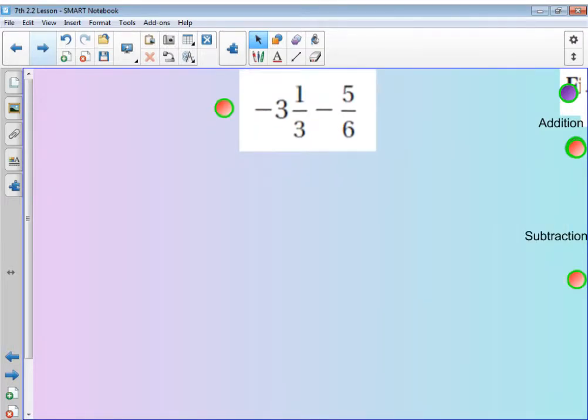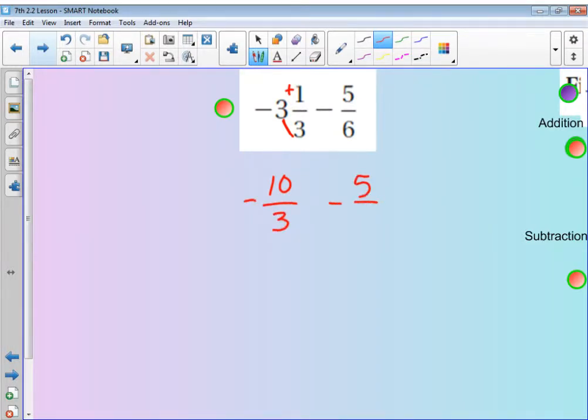Okay, here we have a mixed number. So I like to, because if I end up subtracting, I like to work with improper fractions versus converting and then having to borrow and things like that. So when I go through to do this, I like to change these to improper. So 3 times 3 is 9, plus 1 would give me 10 over 3. And that's a negative, and then I have a negative 5 over 6.